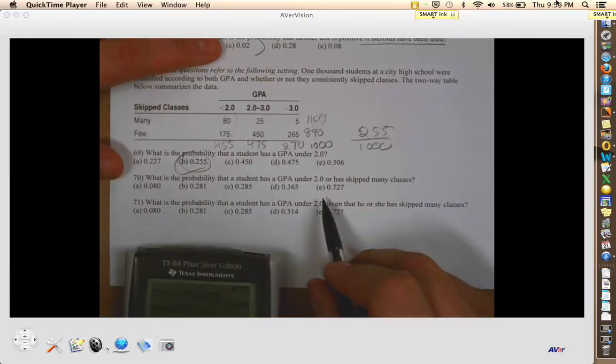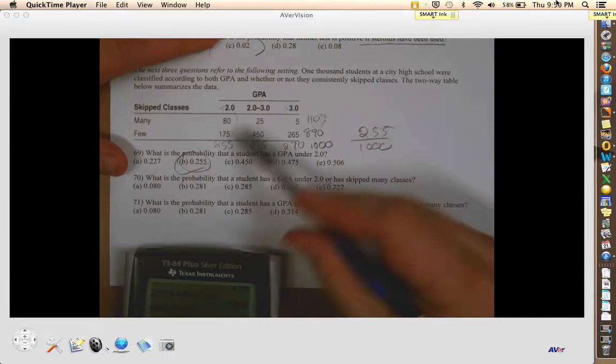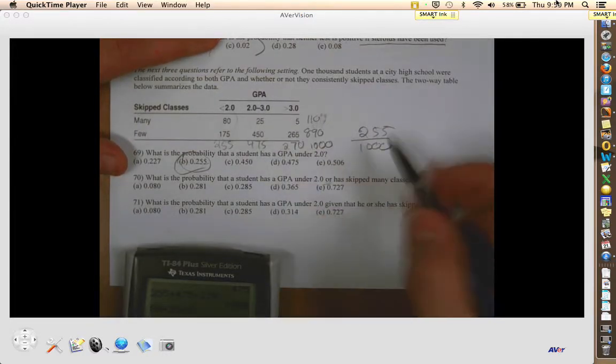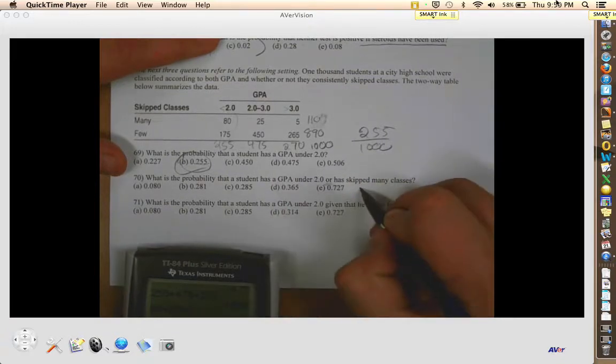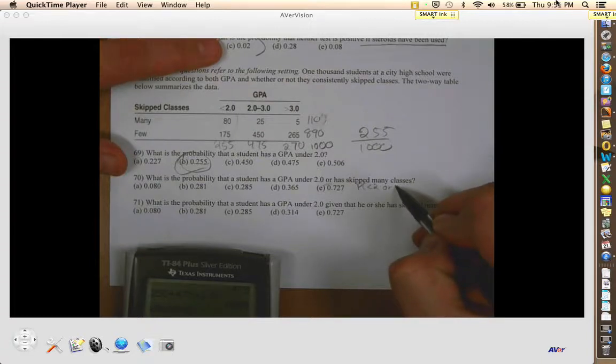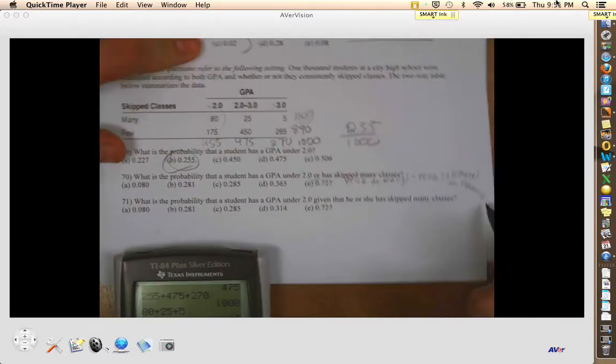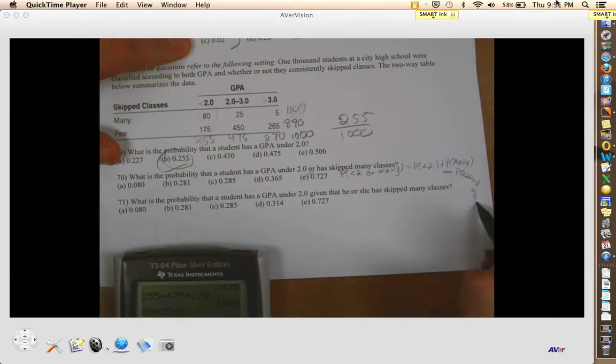70, what is the probability that a student has a GPA under 2.0 or has skipped many classes? So there's a couple ways you could do this. We talked about how to reason through it on the table before by carefully adding. But another way to do it is to find the probability of under 2 or many, which is the probability of under 2 plus the probability of many minus the probability of under 2 and many. So it's just applying the formula directly.